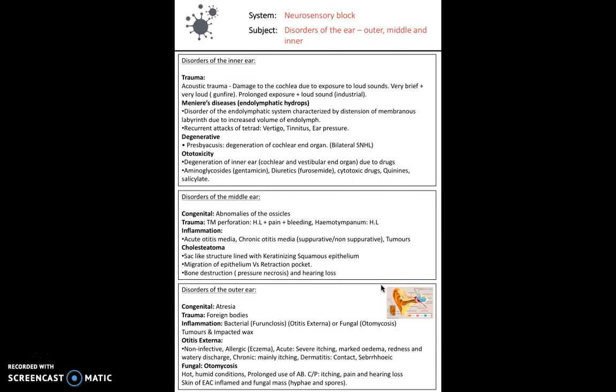Disorders of the middle ear, the one you really need to be aware of is cholesteatoma, which is a sac-like structure lined with keratinized squamous epithelium, and it can cause bone destruction and hearing loss.